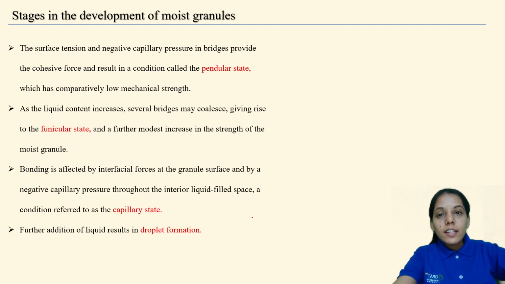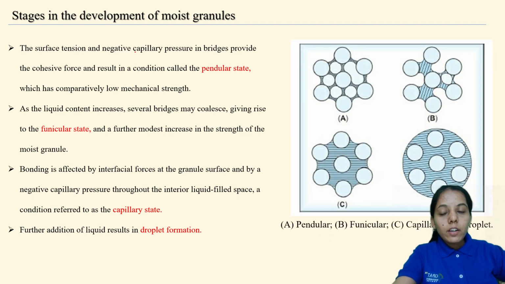Now see, there are various stages in the development of a formation. Remember which is the first stage, second, third, fourth. First is pendular. We'll see what is pendular, funicular, capillary and droplet. First, see the surface tension and the negative capillary pressure in the bridges. This is the formation of wet granulation. Okay, these are the particles.